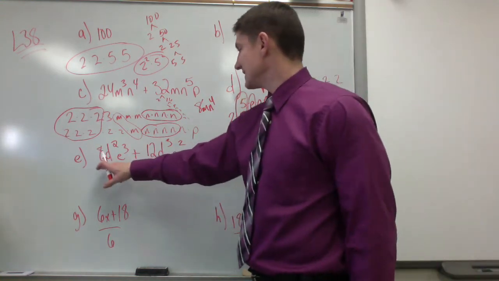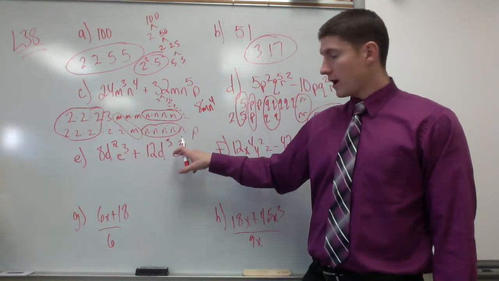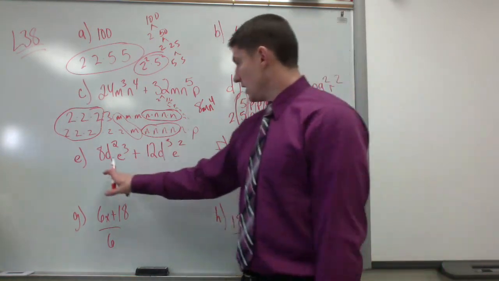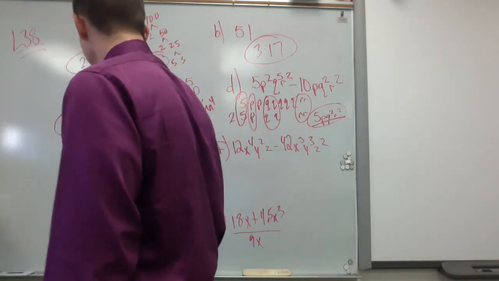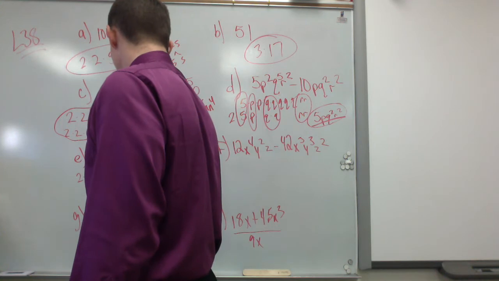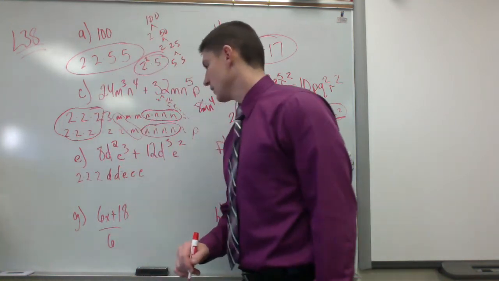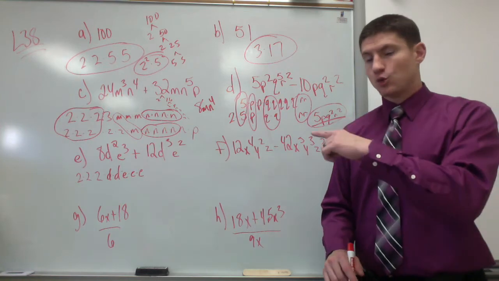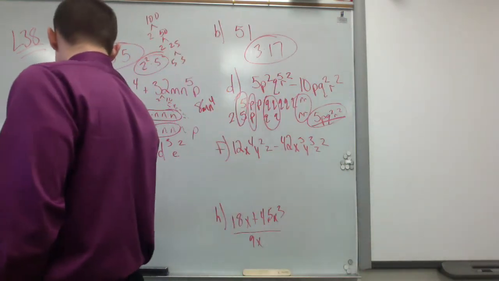Here you've got 8d squared e to the third plus 12d cubed e squared. You're going to write that factored out. Prime factorization of 8 would be 2 times 2 times 2. D squared is d times d. E cubed is e times e times e. Right? 12d cubed e squared would look like this.